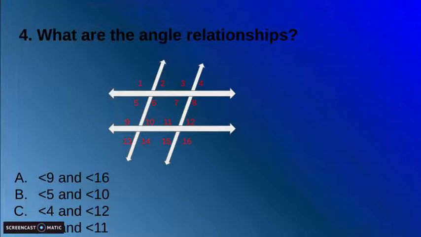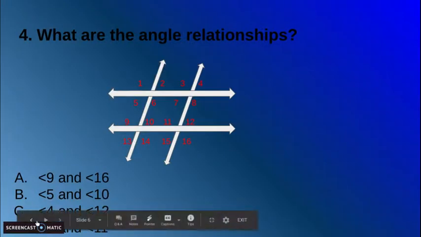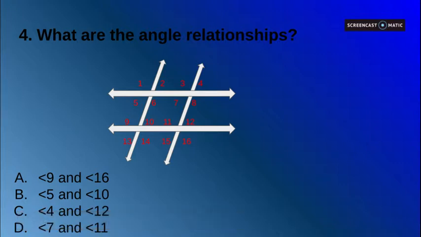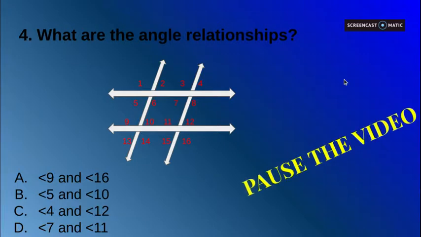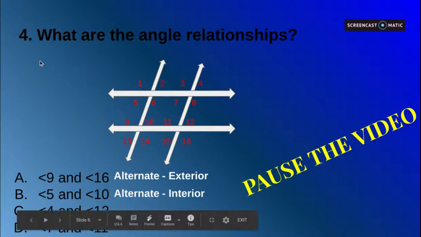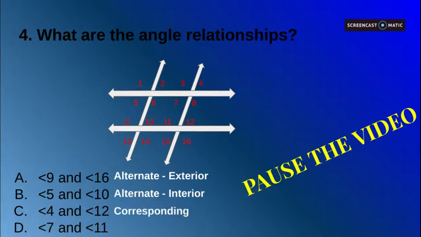All right, what are the angle relationships? This is blocking it, so let me move it. Pause the video. Okay, so angles 9 and 16 are alternate exterior. Angles 5 and 10 are alternate interior. Angles 4 and 12 are corresponding, and 7 and 11 are consecutive, or same side interior.